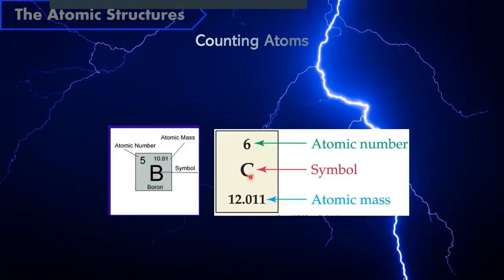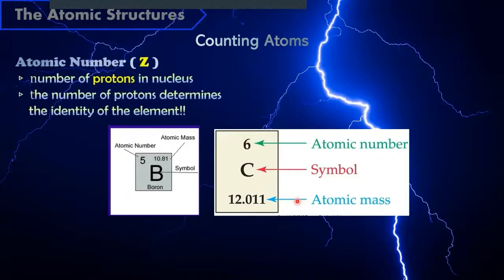Now, observe the presentation of an element in a periodic table. We have the atomic number, the symbol, and the atomic mass. Take note, the smaller numeric value present is the atomic number, and the bigger numeric value present is always the atomic mass.